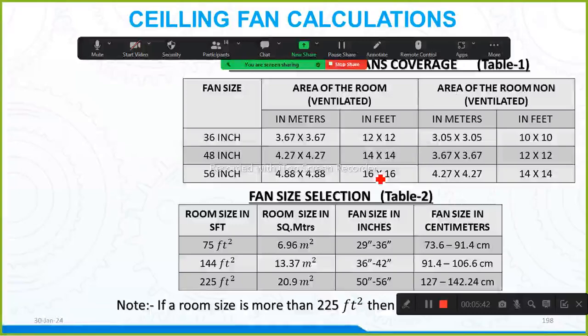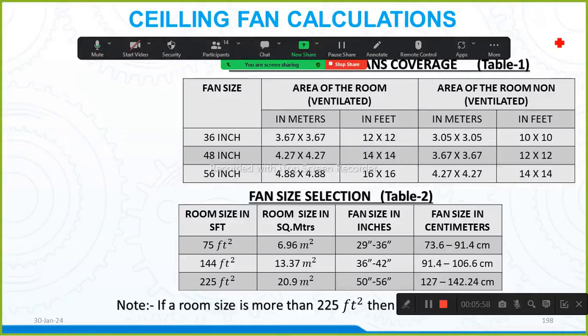Now let us go with the next one, the fans calculation. Now coming to the ceiling fan calculations. What is the purpose of a ceiling fan? The purpose of a ceiling fan is to circulate the inside air itself. अंदर का जो हवा है वही हवा को फेंकने के लिए we go with the ceiling fan, to circulate the air inside.